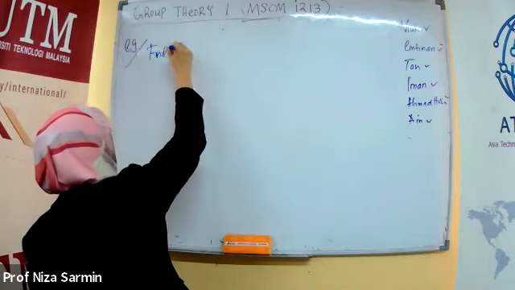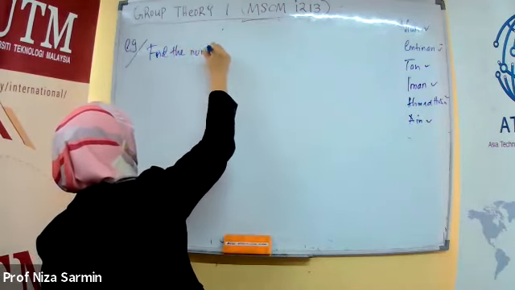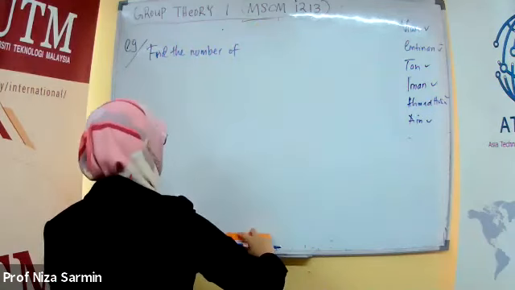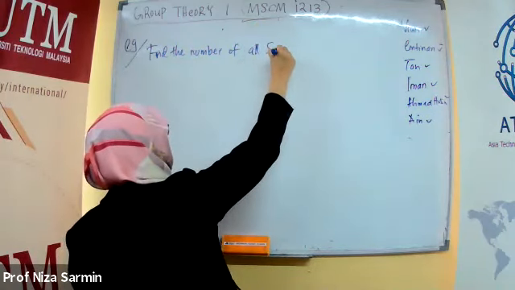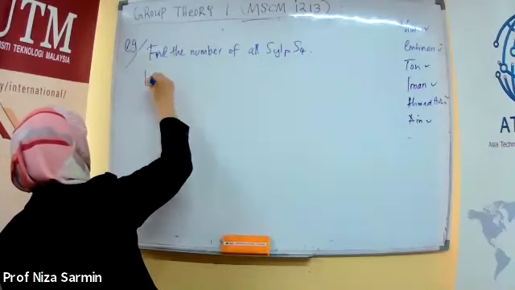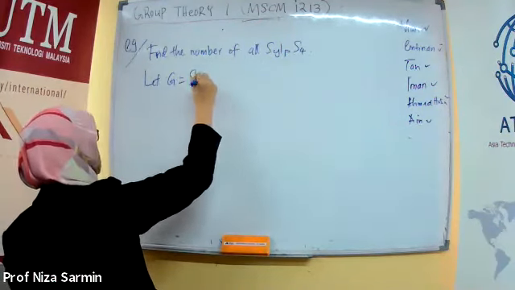Find the number of all Sylow p-subgroups of S4. So let G be S4.